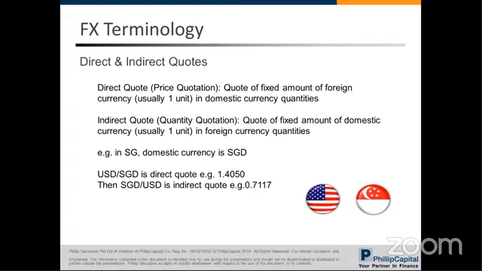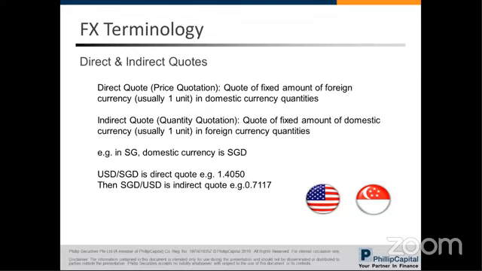If you want to quote it the reverse way, the price of USD in other currencies, in euro, the reverse convention, we call it the indirect quote. This means the quote of a fixed amount of a domestic currency, usually 1 unit, in the other country's quantity.